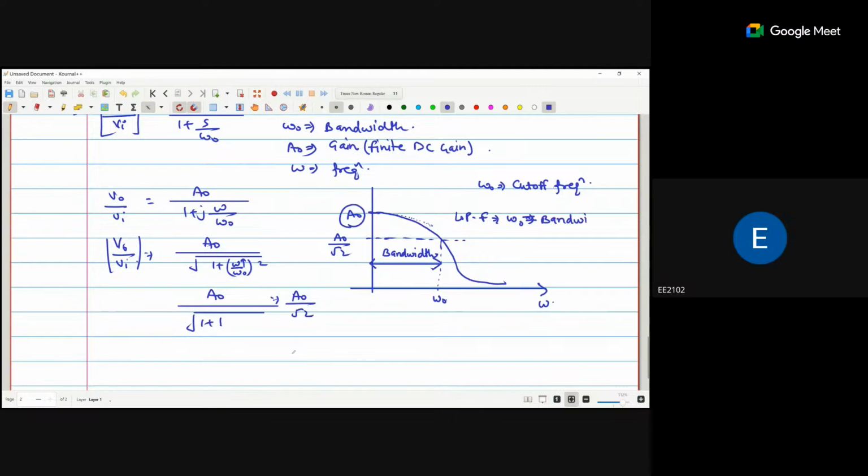Why? Because bandwidth is what? Higher frequency minus lower frequency. And for the low pass filter, the lower frequency is 0. So higher frequency minus 0, that is bandwidth. And both will be omega naught. So bandwidth is equal to omega naught minus 0, so bandwidth is also omega naught. So either you say the bandwidth or you say the cutoff frequency. Okay.